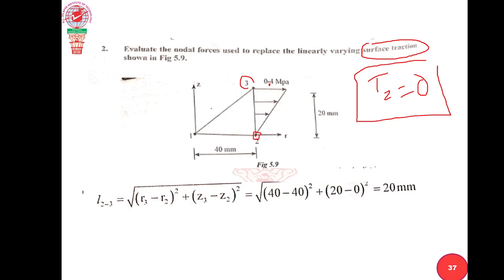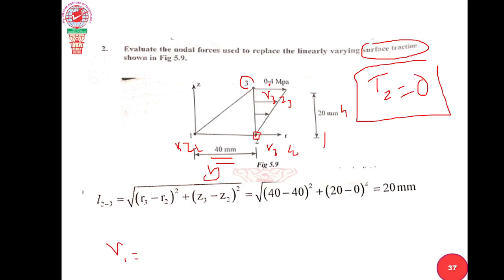Horizontal. Now they have given this triangle with its length and height. This is the breadth, this is the height. We need to find R1, R2, R3, Z1, Z2, Z3 by seeing the figure. Here R1, Z1; write down R2, Z2; here R3, Z3. Correct now?